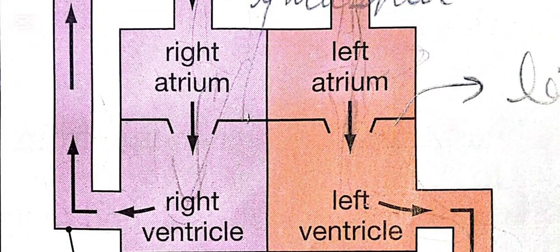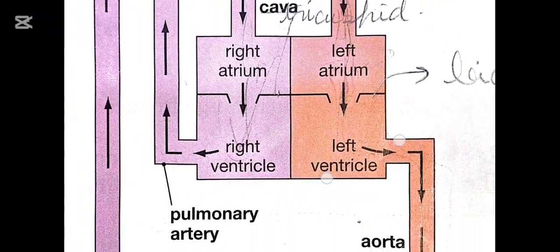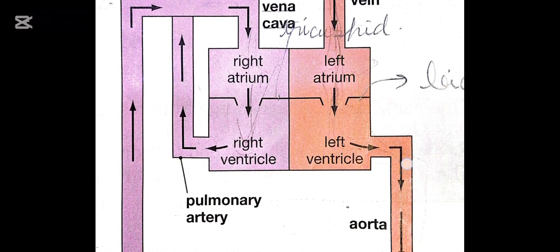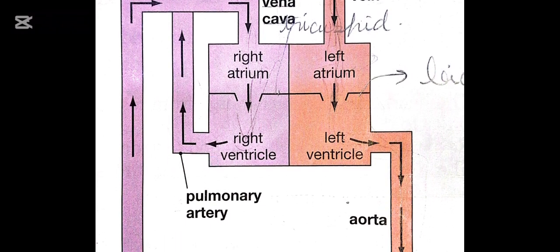And then remember what atrioventricular valves are. They're present between the atrium and the ventricle. You don't need to know the names like bicuspid and tricuspid, but just know that this is the atrioventricular valve. The semilunar valves are present between the ventricles and the entrances to the aorta and to the pulmonary artery. So they're present here and here. Those are called the semilunar valves.